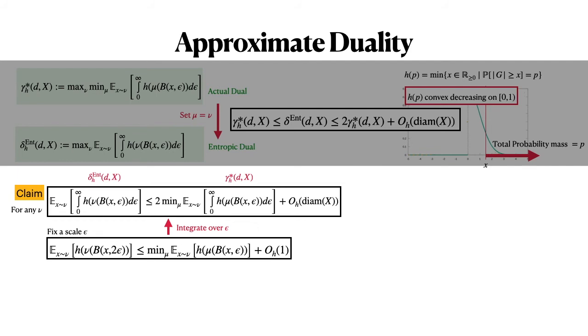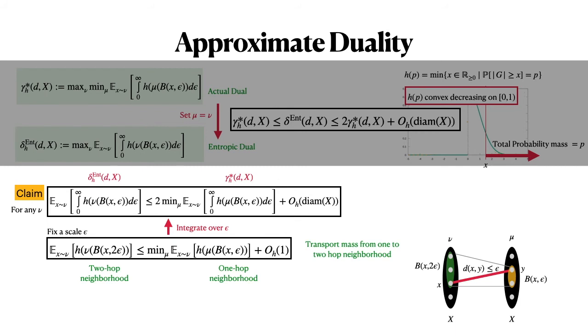So to prove this, it will be useful to view this in a graph theoretic way. Consider a bipartite graph, where the left and right hand side are just elements of X, and there is an edge if the distance between the two points is at most epsilon. And this is a weighted graph. On the left hand side the weights are given by nu, and on the right hand side the weights are given by mu. Now if you consider a point x on the left hand side, its neighborhood on the right is exactly the ball of radius epsilon, and its 2-hop neighborhood is exactly the ball of radius 2 epsilon. And essentially what we want to show is that transporting the mass from the 1-hop to the 2-hop neighborhood doesn't incur too much cost.